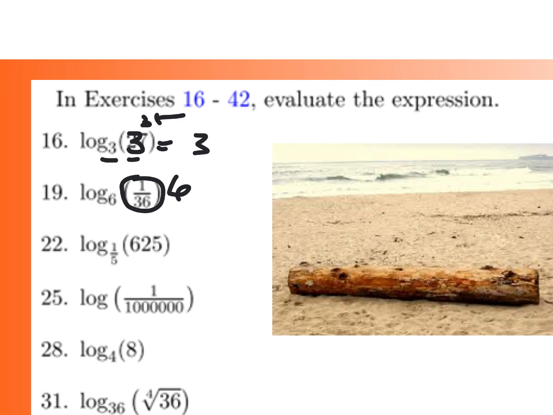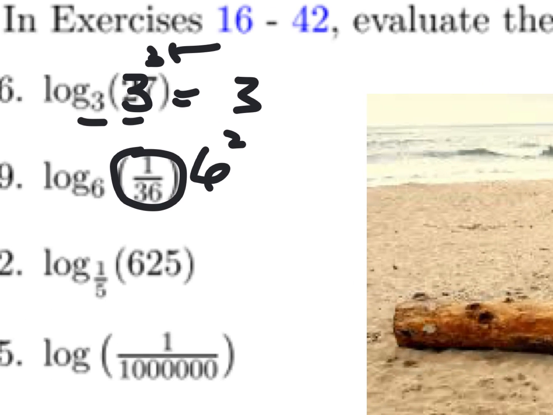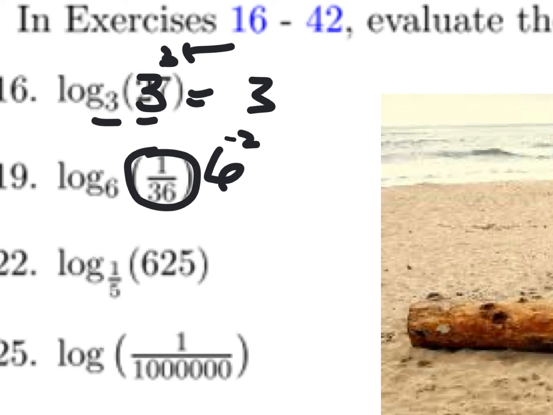You could write this as 6 to a power. You might be tempted to say 6 squared because that makes 36. But then you got to get it to be a fraction, so it's 6 to the -2. Now I know the answer. It's -2 because I made the bases the same.